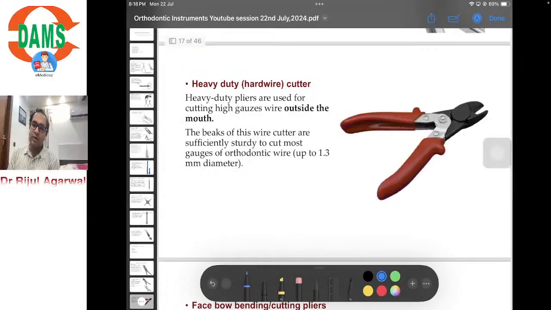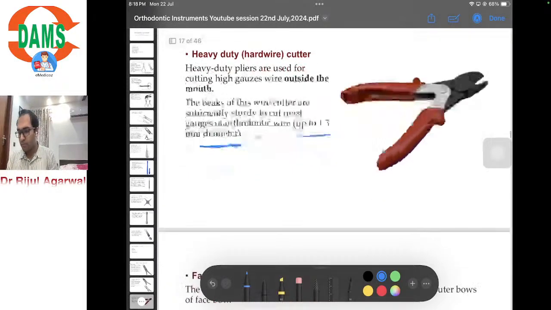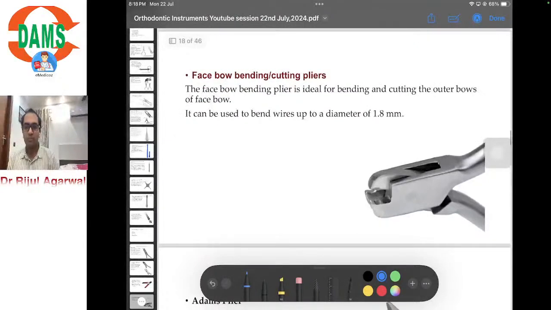Next is a very easy instrument, all of you must have used it during your graduation. This is a heavy duty or hard wire cutter that is used for cutting high gauge wire outside the mouth. It can cut up to 1.3 mm diameter wire. Next is the face bow bending or cutting plier. Face bows are used in headgears and face masks. These are used for bending and cutting the outer bows of the face bow, and can bend wires up to a diameter of 1.8 mm.